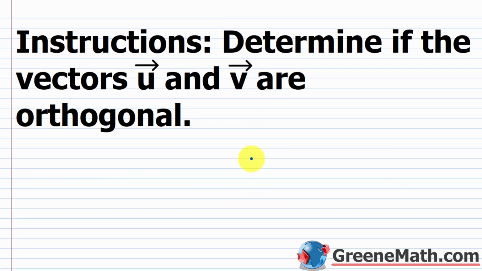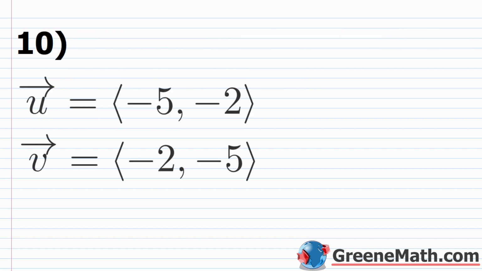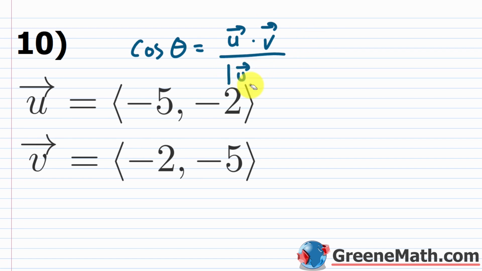All right, for the next few problems, the instructions tell us to determine if the vectors u and v are orthogonal. So what that means is basically that you have perpendicular vectors, or the angle between the vectors is going to be 90 degrees. So thinking about the formula for the angle between two vectors, the cosine of theta is equal to the dot product of this vector u and this vector v, so u dot v like that. And then this is over the magnitude of the vector u, times the magnitude of the vector v.